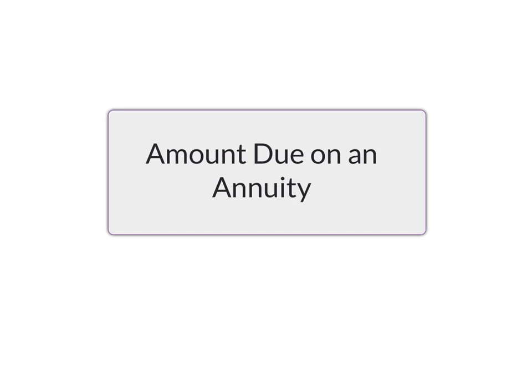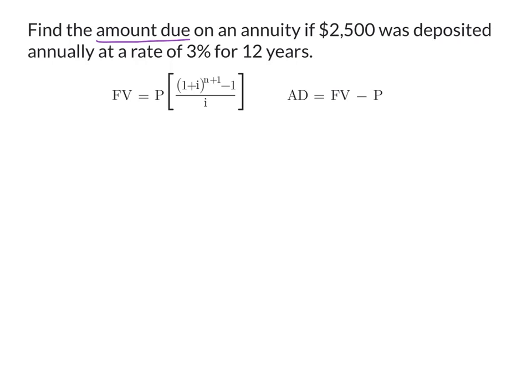This video will discuss the amount due on an annuity. So the amount due is referred to payments that are made at the beginning of each period. Find the amount due on an annuity if $2,500 was deposited annually at a rate of 3% for 12 years.